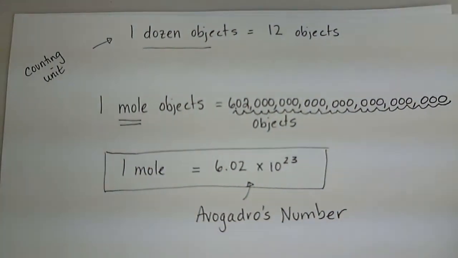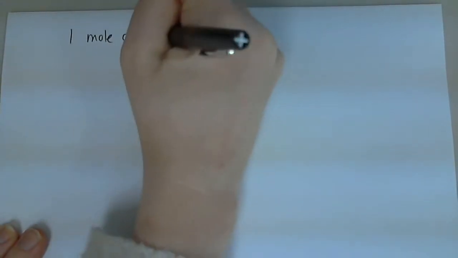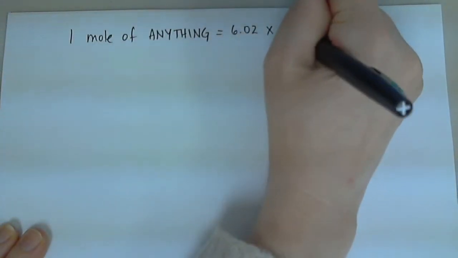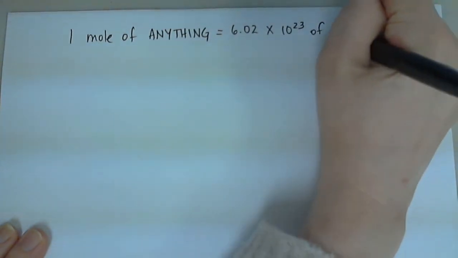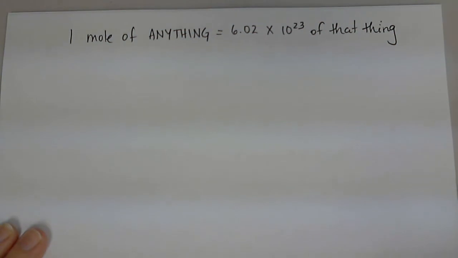So let's take a minute and think about this. Really, the take-home point here is that 1 mole of anything, like literally anything, equals 6.02 times 10 to the 23rd of that thing. Okay? Just like 1 dozen of anything equals 12 of that thing.